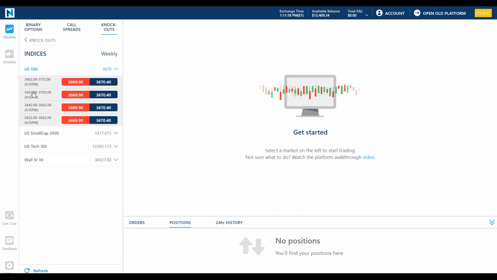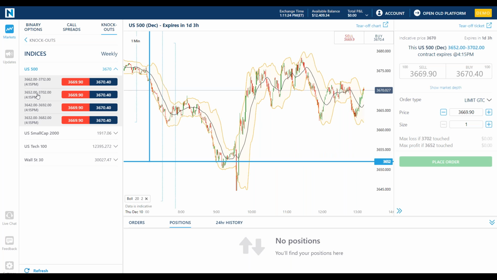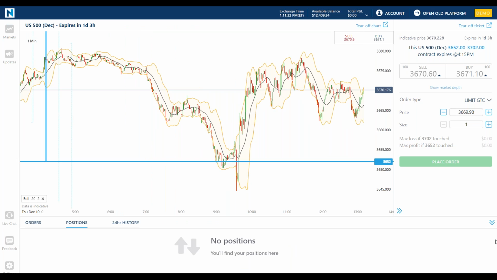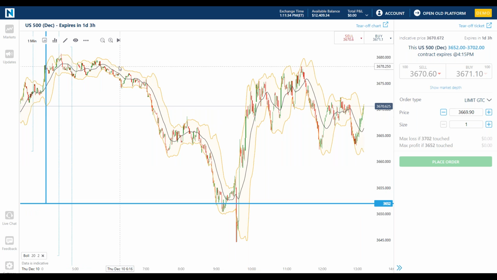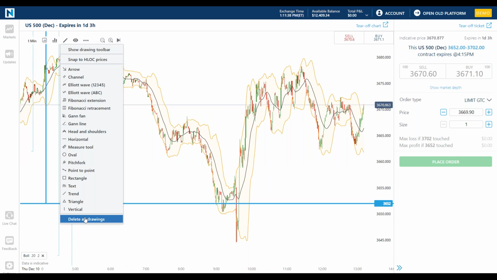Now, I am going to click on any one of these 4 contracts. As I mentioned, there's always going to be 4. And that will populate the chart. Now, I'm going to hide this, so we just have a chart. I'm going to hide the positions pane. And I'm also going to clear my drawings.